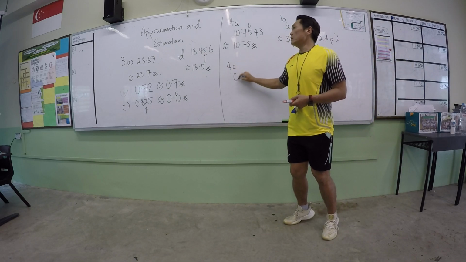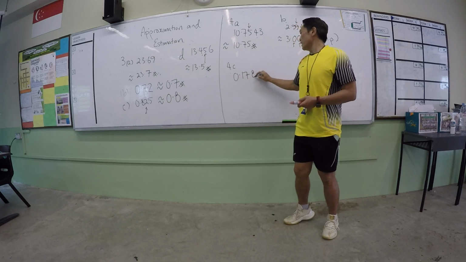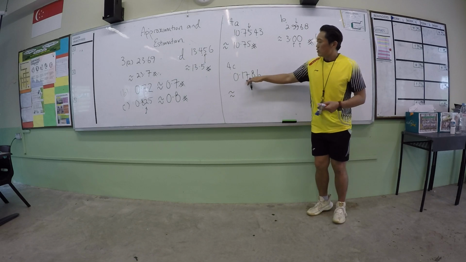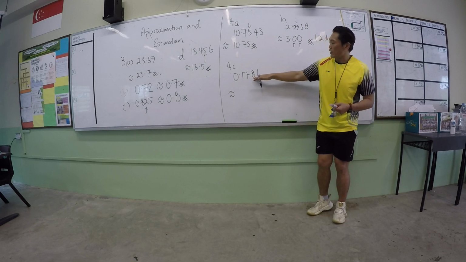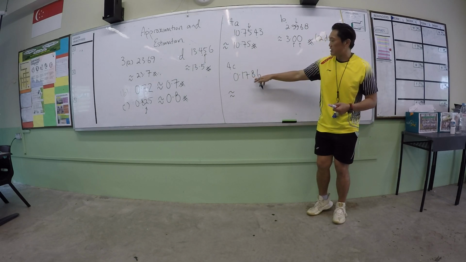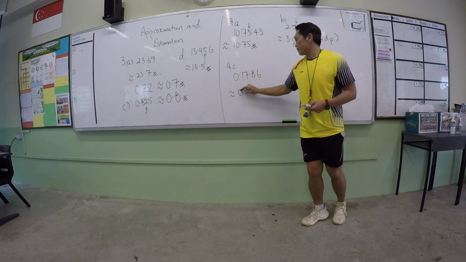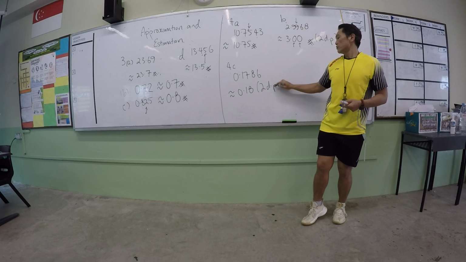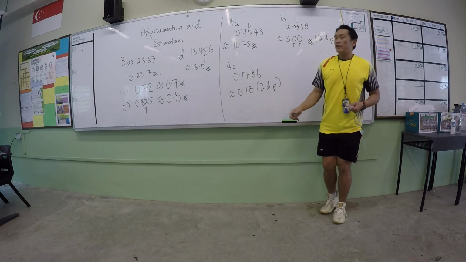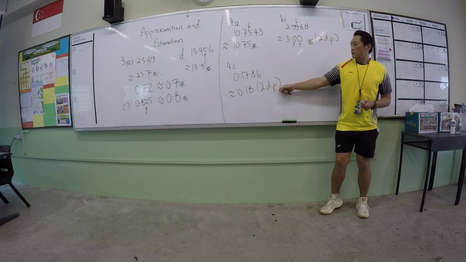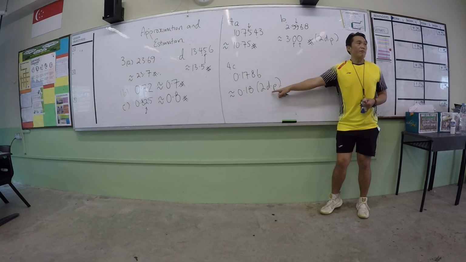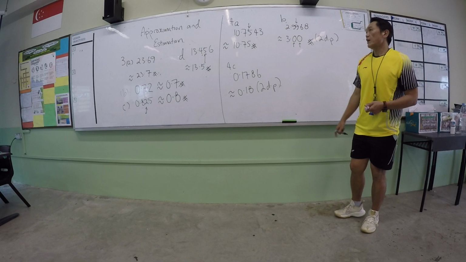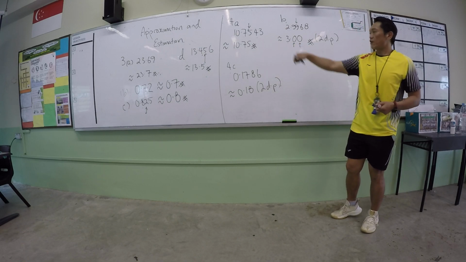So 4C, 0.1786 is roughly to 2 decimal places, so we look at the third decimal place. Since it is 8, this one must round up. Okay, then after you round up, write this bracket to tell people how exact your answer is. Okay, add this bracket. Just now I forgot to add.